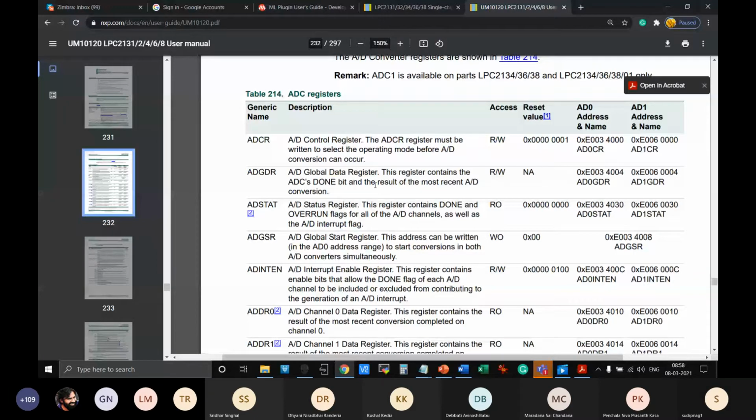You can go through these register definitions, like the control register for the A to D converter, which controls basically what the clock should be, what the input pins should be, or what the conversion time should be. Various parameters are controlled by this control register. Now, the global data register contains the ADC's done bit and the result of the most recent A to D conversion, meaning the result of conversion. The 10-bit converted digital value can be stored in this particular register.